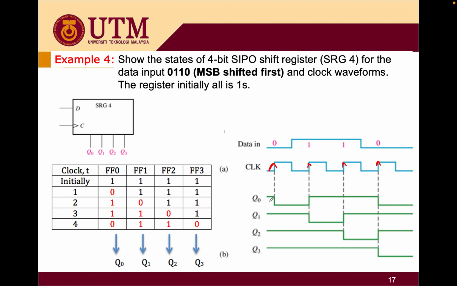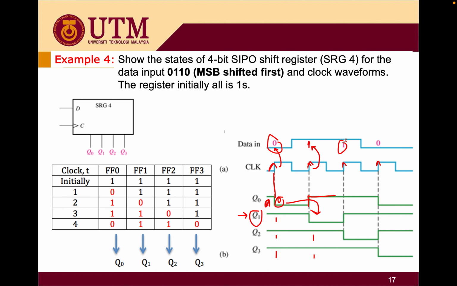So what will happen? This will be 1. Sorry, this one is initial. Initial is 1. And then when you meet the positive clock here, it's going to follow your input. It will be 0. The others will remain the same, 1, 1, 1. For clock 2, you're going to refer to here, but this 0, you can see, you're going to move and shift it to the Q1, for clock 1. So it shifted to here, and now you can see the input for the Q0 will be 1. That's why it follows 1 there. The others will remain 1 because it is only until here level first.